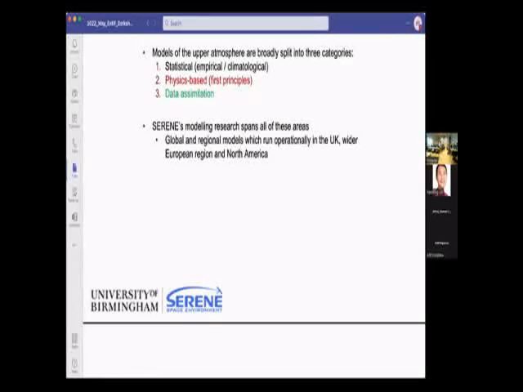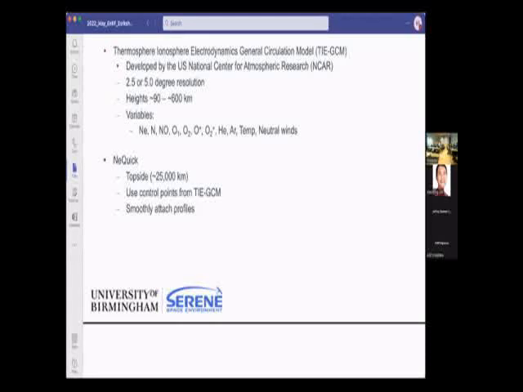So the model that we use as a background is called High GCM. It's developed by the EnKF, of course, and it can accommodate the resolution of 2.5 to 5.0 degree. And the height of this model is from 90 to 600 kilometers. And we have like 16 variables for each node. So you can imagine that as we increase the node, the state vector is going to be quite large, and performing data simulation in this space is going to be quite expensive.